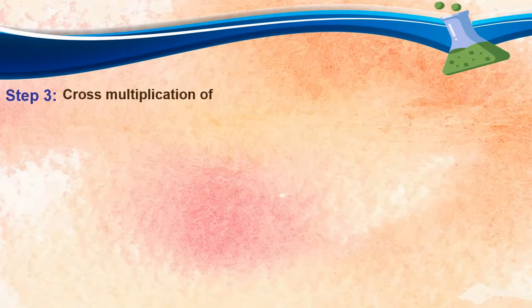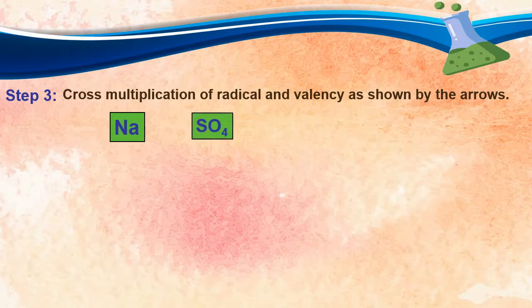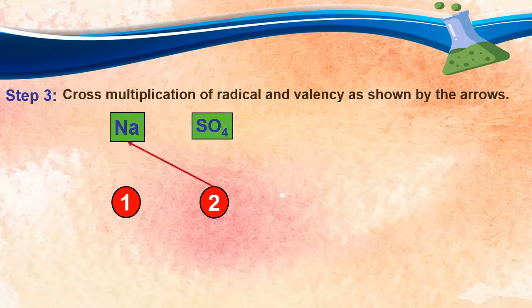Next step is step 3, cross multiplication of radical and valency as shown by the arrows. We have the radical Na and SO4. Valency of Na is 1, valency of SO4 is 2. Let us do the cross multiplication.